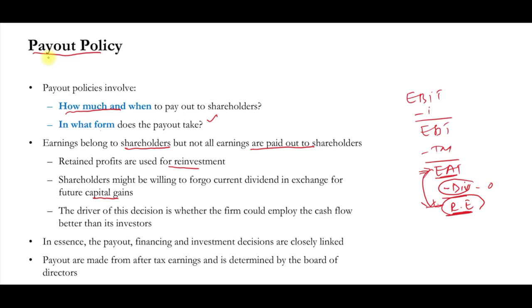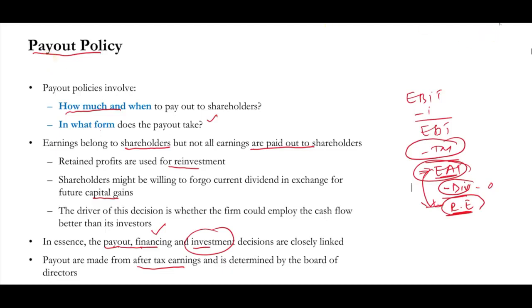So in a sense, the payout, financing and investment decisions are closely linked. Of course they are. When the company retains something, it may invest. And the mixture of equity and debt is decided by the financing decision. So payouts are made from after-tax earnings and are determined by the board of directors. After we pay tax from earnings before tax, this earning is available for the equity holders. That is what it meant.